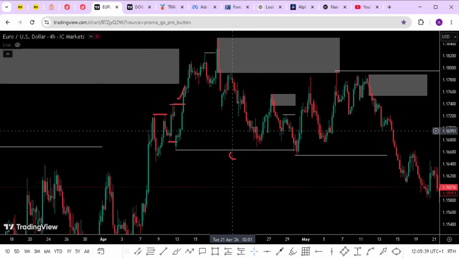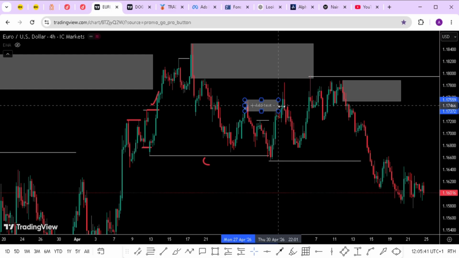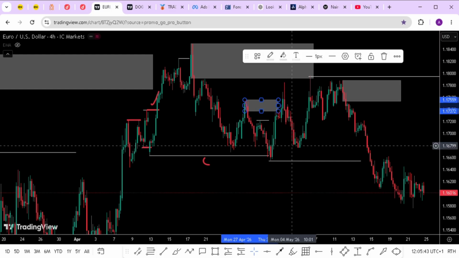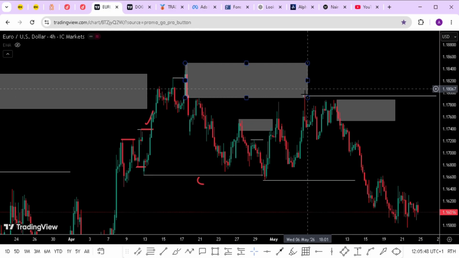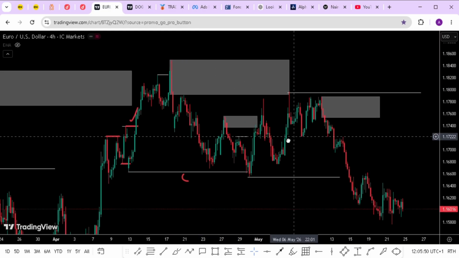And in 4 hours, you can see that the market got to this level, there was a small reaction, and the market later failed this level. The market mitigated this 4 hours extreme order block and started dropping.